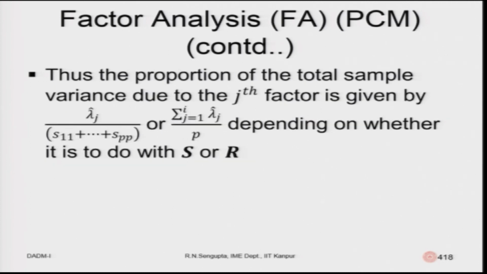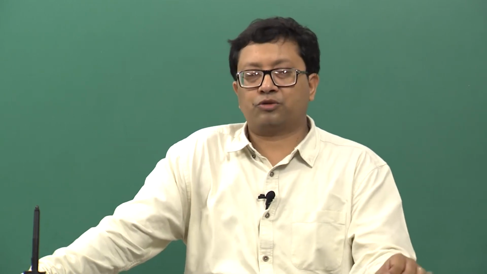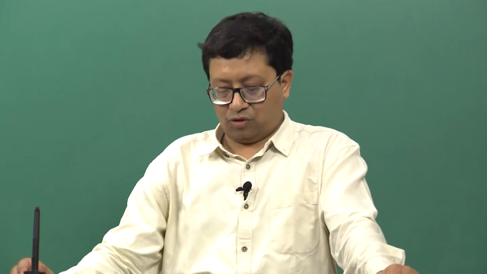Thus, the proportion of the total sample variance due to the jth factor would be given by the ratio of the eigenvalue divided by the sum of the principal diagonal, which is S11 till SPP, depending on whether it is to do with S or R. S would correspond to the case when we have the sample, and R would correspond to the population value. So, with R, I am saying that I have the counterpart from the population, which is the correlation coefficient. Based on that we can do the calculations.